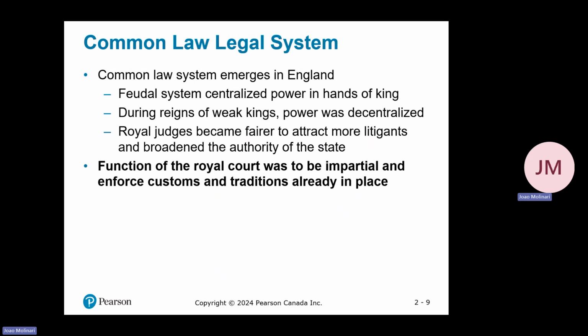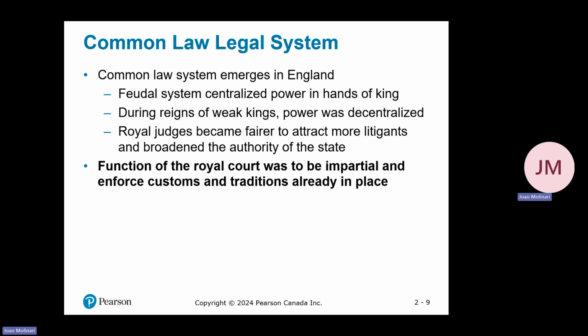Now, the common law legal system comes from England. So in England, it's common law legal system. US, common law. Canada, the main one. There's also civil law, as we just saw. Australia, South Africa, they are all common law legal systems, just to give you an idea.